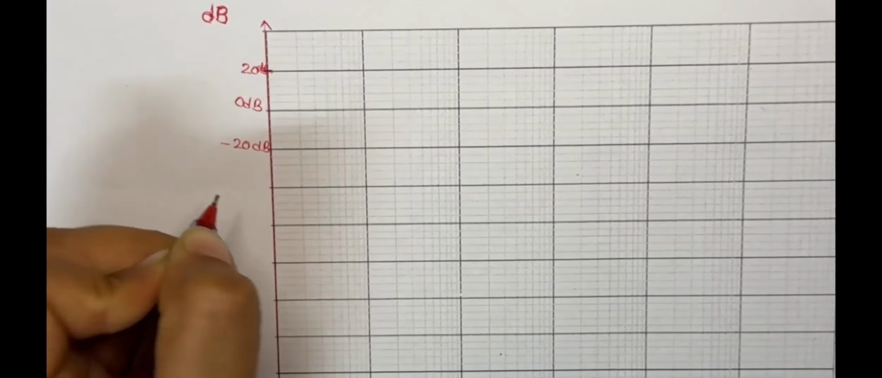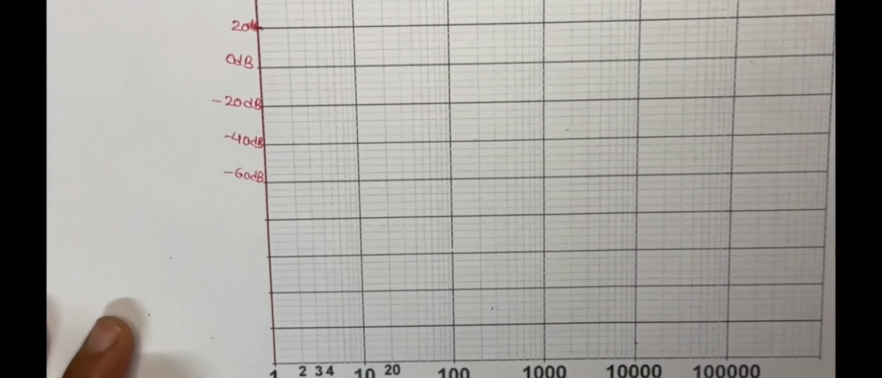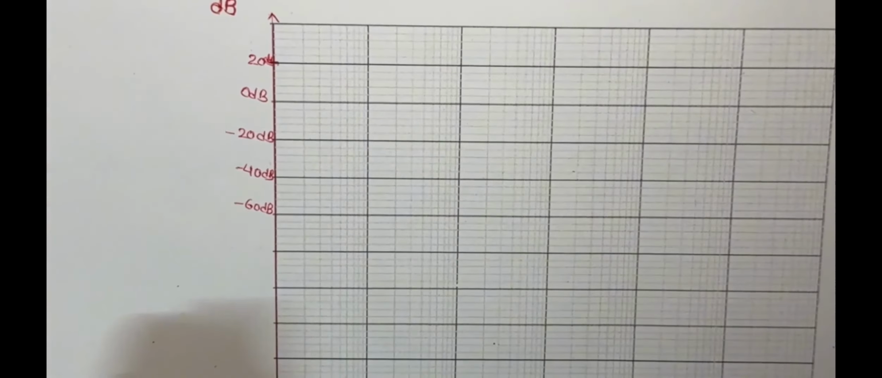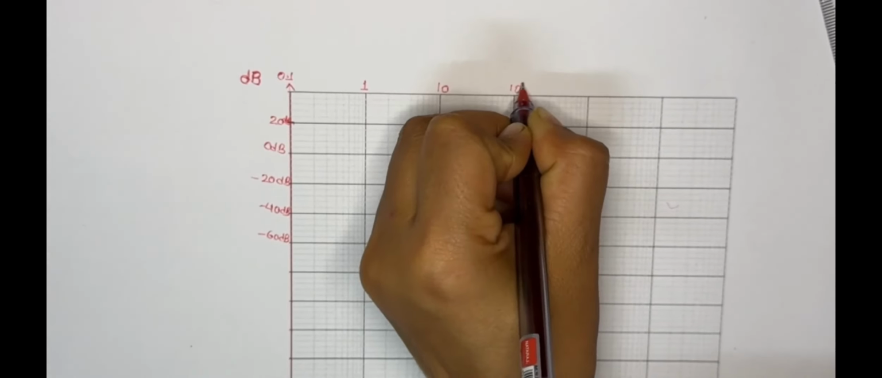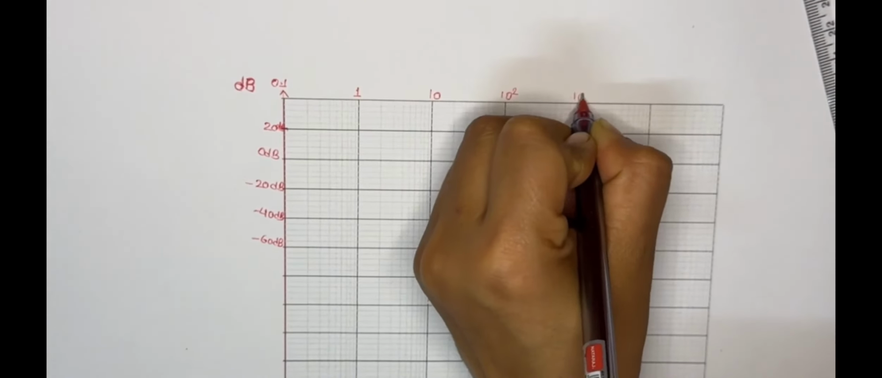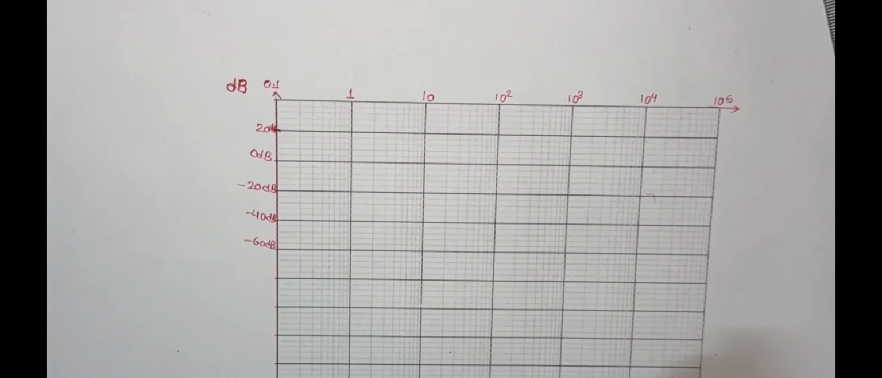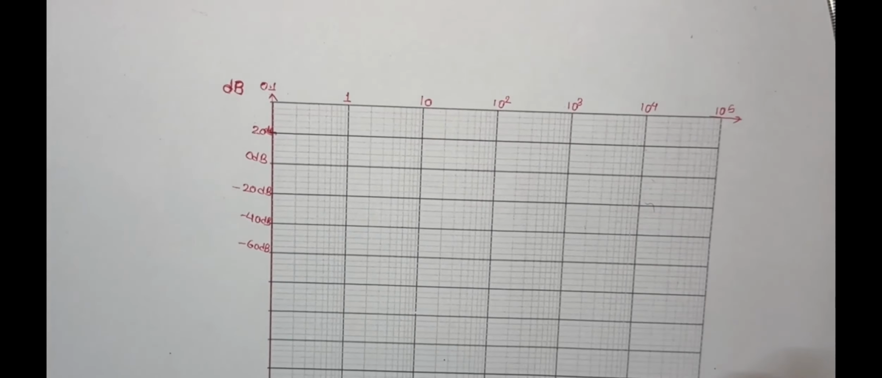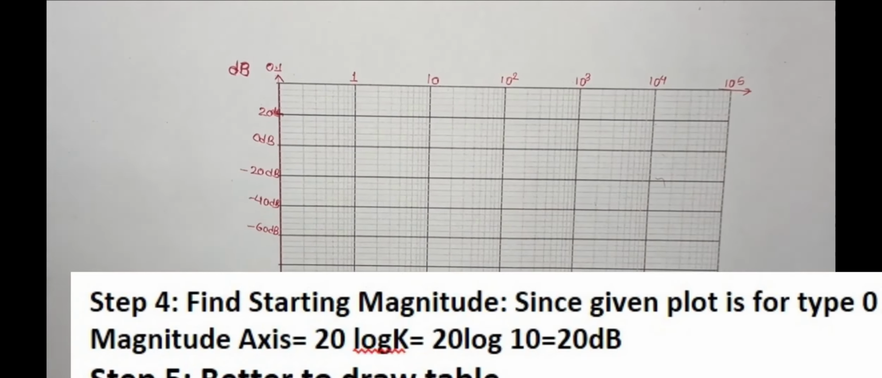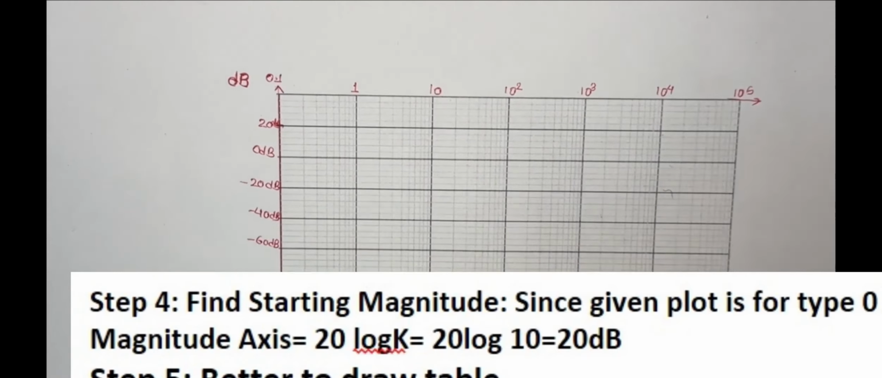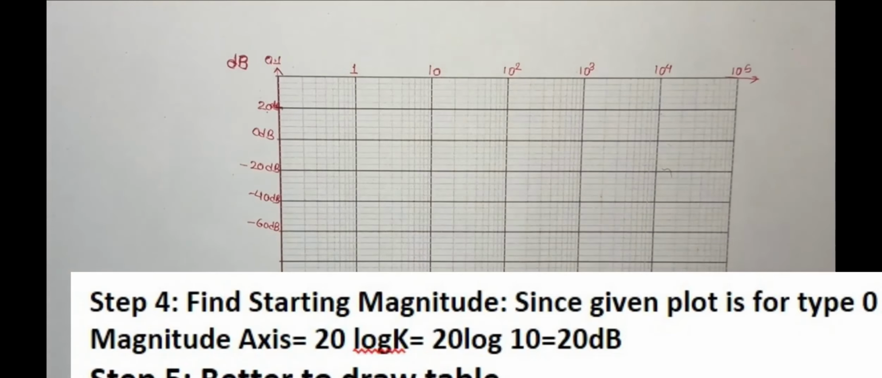After one below the 0 dB will be minus 20 dB, minus 40 dB and minus 60 dB as shown in the graph. After assigning the vertical axis, let's assign the horizontal axis. For now I have started from 0.1, and then after one decade it's 1, then 10, then 100, 1000 and so on. So our x-axis is in omega radian per second and y-axis is in decibels.